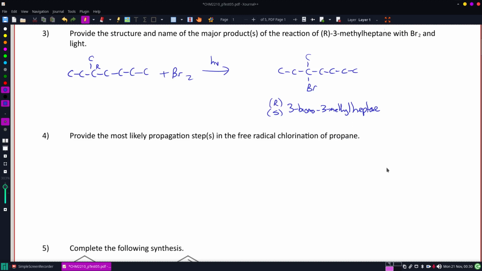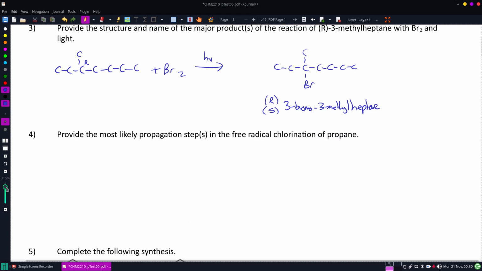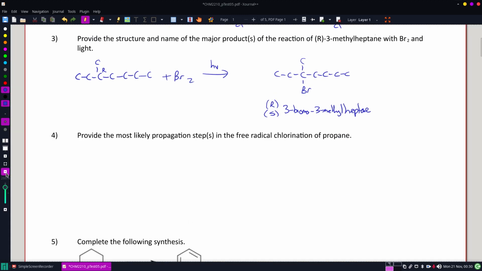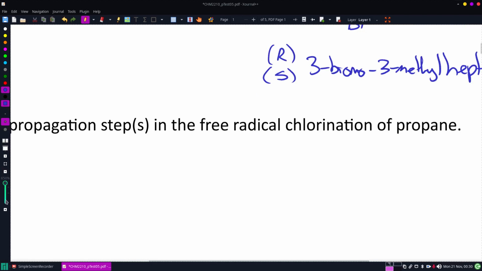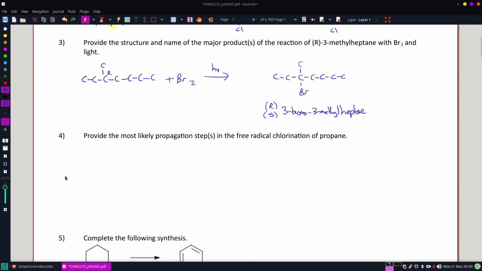Alright, number 4, provide the most likely propagation step for propane. Alright, so propane, CH3, CH2, CH3, and we're reacting that with chlorine. And the most likely product would be 2-chloropropane.